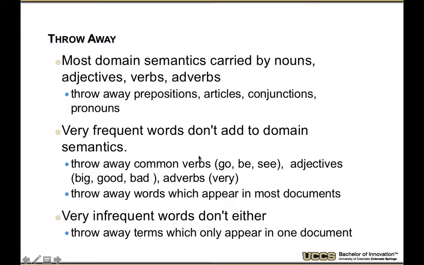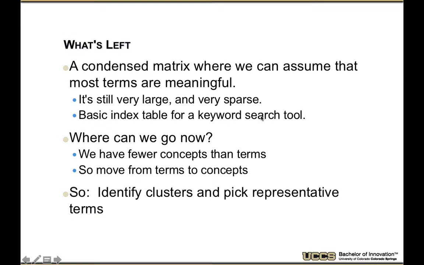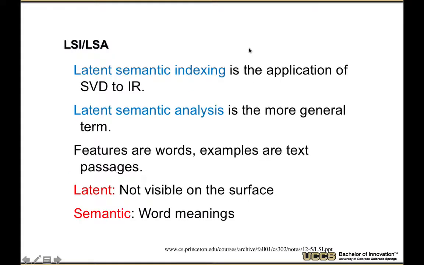not worth it. And then oddly enough, we also can throw away very infrequent words that, for example, are people's names. We have to be careful, so we have to figure out how often they show up in documents. So when we get done, we'll have a condensed matrix that we can assume are the most useful terms. It's still very large, it's still very sparse, but it's a basic index table for what we're going to do. So now we've talked about how we're going to identify clusters and pick the representative terms, find out what are the contexts.